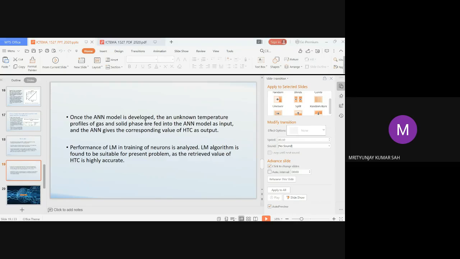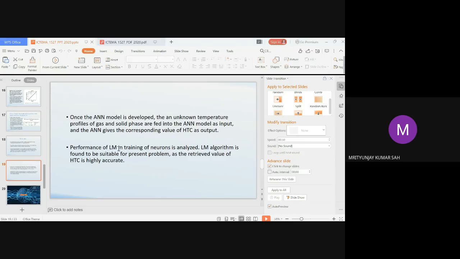Once the ANN model is developed and trained, an unknown temperature profile of the gas and the solid phase is fed into the artificial neural network model as input, and the ANN gives the corresponding value of HTC as output.